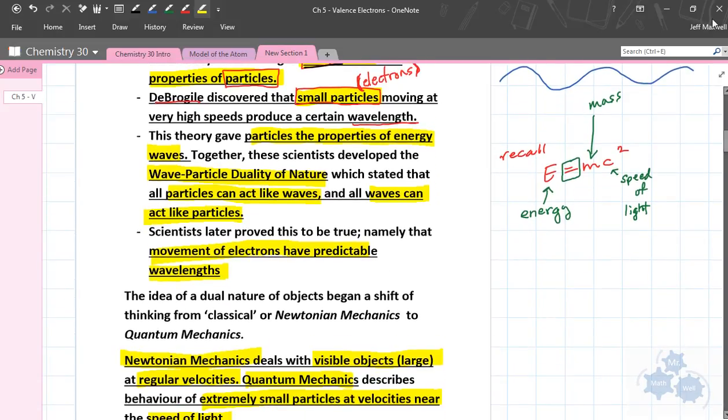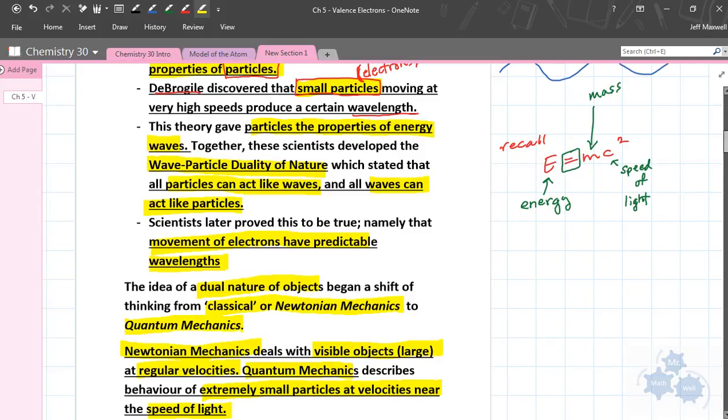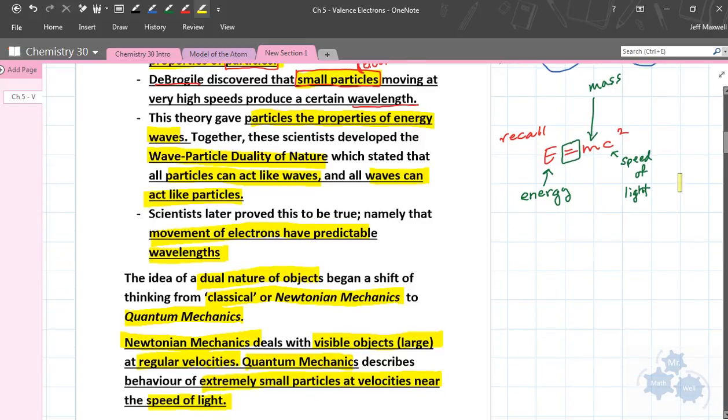The idea of a dual nature of objects began a shift in thinking from classical or Newtonian mechanics, and that's what I was talking about, just like a ball thrown through the air, or a planet traveling through space, or an apple falling on Newton as he's sitting under a tree, or whatever it is. There's rules and math equations that govern that motion, but scientists were discovering that there's a new type of mechanics called quantum mechanics that talk about very, very small particles moving at extremely high velocities, near the speed of light.